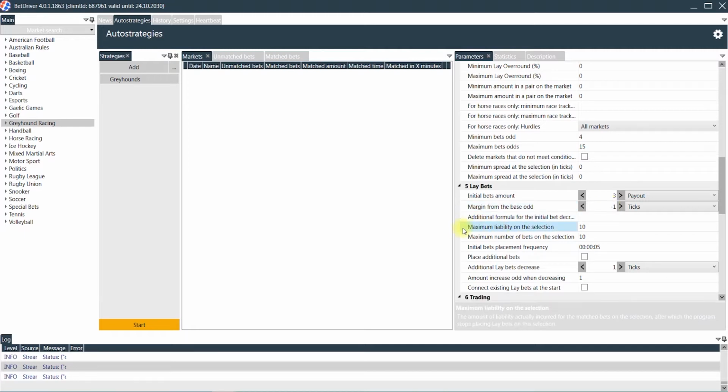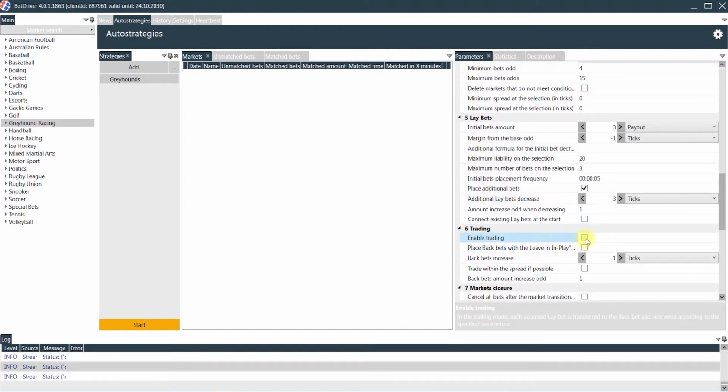Let us set the maximum liabilities to 20. For the maximum number of bets on the selection, we will mention 3. It means that a maximum of 3 open lay bets will be placed on one selection. The placement frequency is 5 seconds. We will place additional bets. Each additional bet will be 3 ticks lower. Let's turn on the trading.